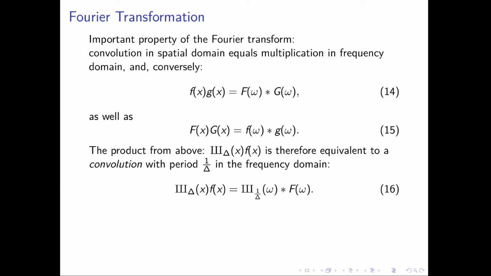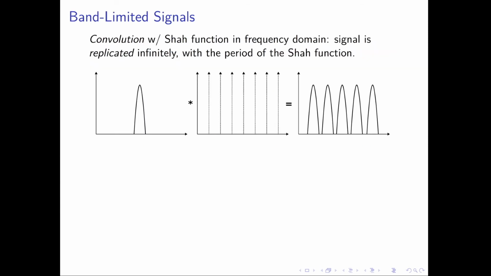When we before computed the multiplication of the Shah function with the continuous input signal, we can now equivalently formulate that as the convolution of the Fourier transform of the input signal with a Shah function with an inverted period. And let us just understand what that means graphically.